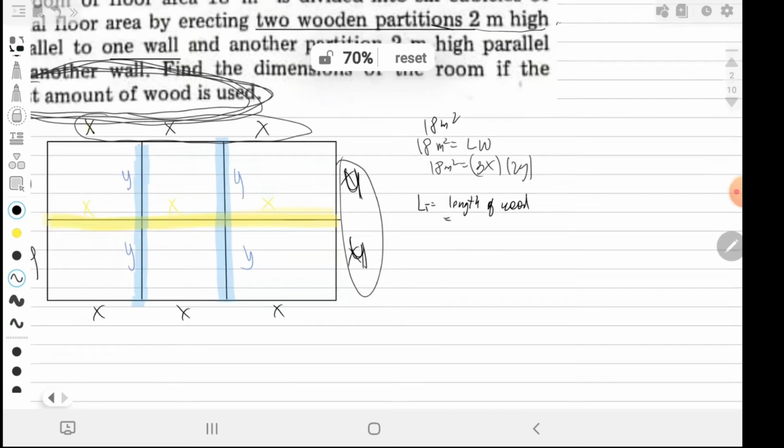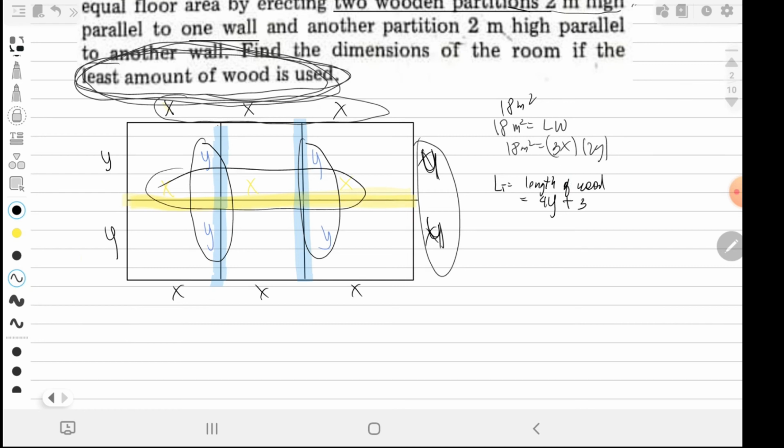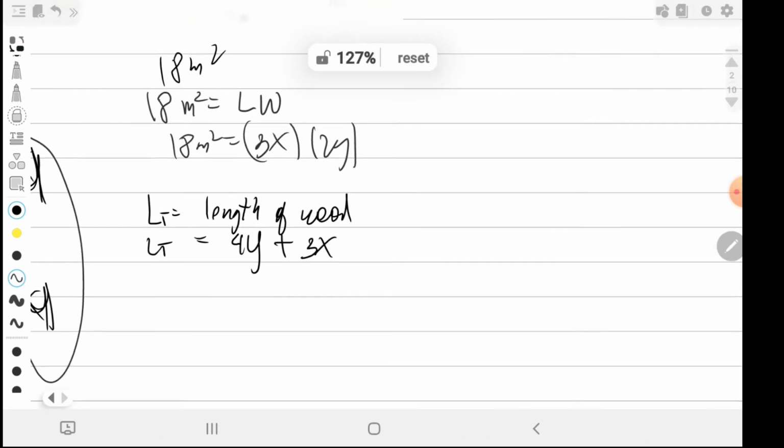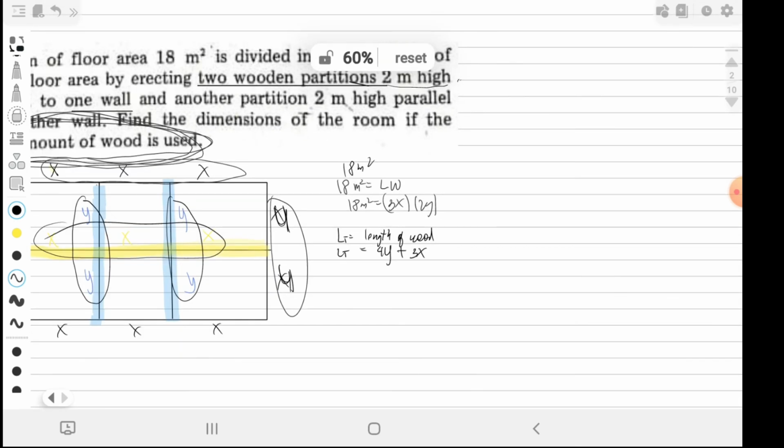So, dito, yung length of wood natin is syempre ito lang nasa loob ang i-consider natin kasi ito yung ipapartition natin. Okay? So, therefore, we have 2y plus 2y. We have 4y. So, 2y plus 2y is equal to 4y. Plus, of course, our excess, which is equal to 3x, which is equal to our L total. So, from here, we would minimize our L total in order to have a small amount of money to be used. Okay?